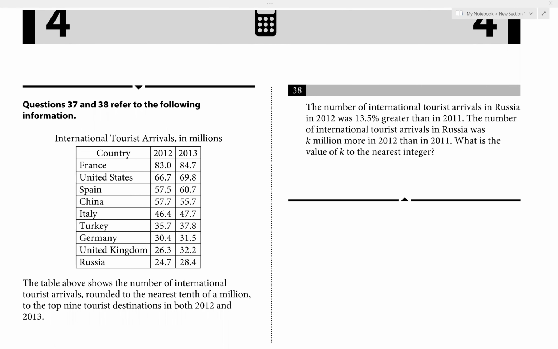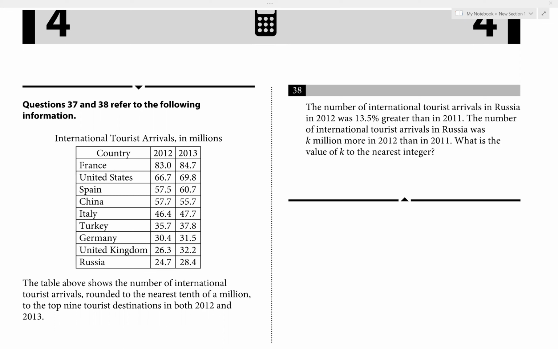All right, number 38. The number of international tourist arrivals in Russia in 2012 was 13.5% greater than in 2011. The number of international tourist arrivals in Russia was K millions more in 2012 than 2011. What's the value of K to the nearest integer?